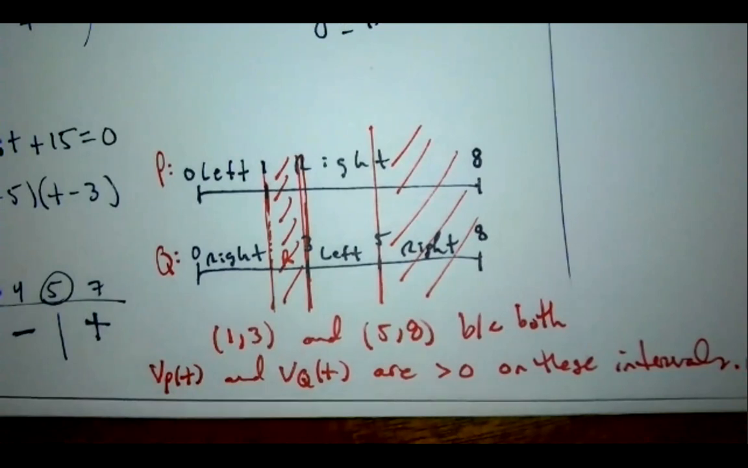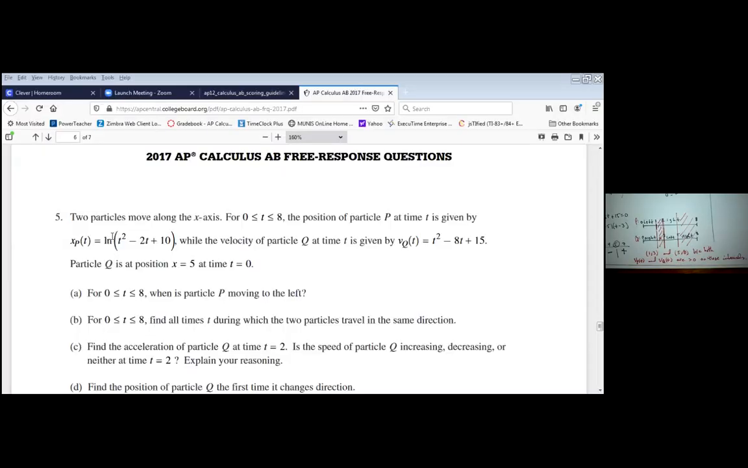Okay, back to our screen share, and we are headed to part C. Find the acceleration of Q at t equals 2. Okay, so we've already got some of this. Find the acceleration of Q at t equals 2. Easy enough. Is the speed increasing or decreasing at this time? So what's the plan? Someone walk me through it. After I find the acceleration, what do we need to tell if something is speeding up or slowing down?